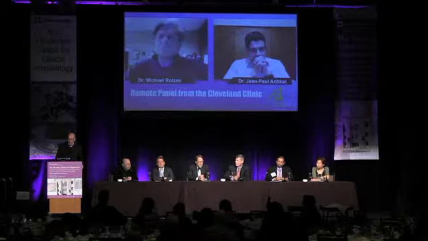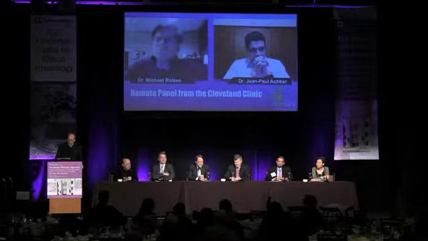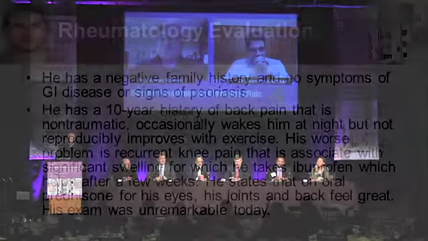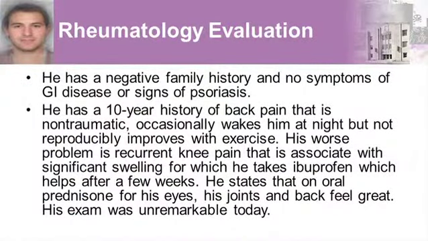But we still haven't dealt with what's going on with the joints. I'm going backwards here. All right, so he has a negative family history. He has no symptoms of GI disease and no signs of psoriasis. He does relate this 10-year history of back pain. It's non-traumatic. It occasionally wakes him up at night, but it doesn't really reproducibly respond to exercise. This is not classic inflammatory back pain. It has some features of it.